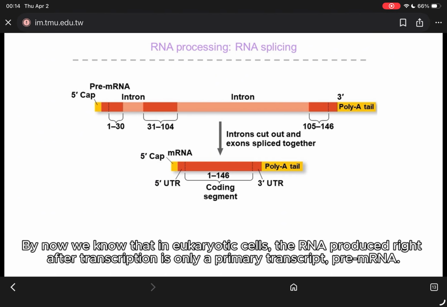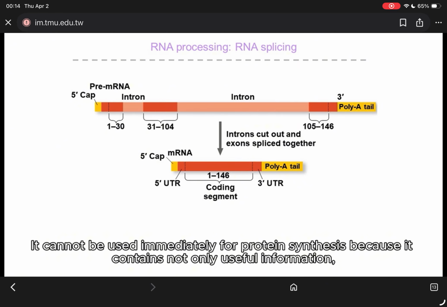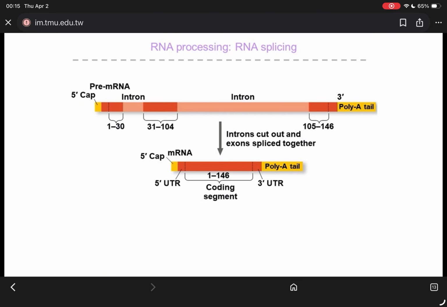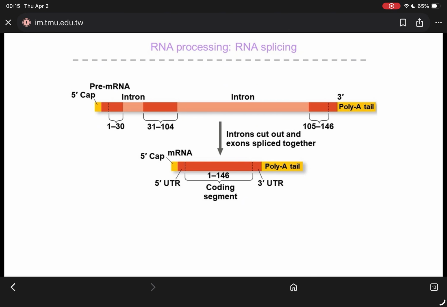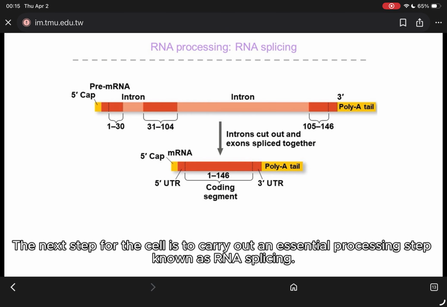By now, we know that in eukaryotic cells, the RNA produced right after transcription is only a primary transcript, pre-mRNA. It cannot be used immediately for protein synthesis because it contains not only useful information, but also many extra segments. These unnecessary stretches are called introns, while the coding segments that actually contribute to proteins are called exons. The next step for the cell is to carry out an essential processing step known as RNA splicing.